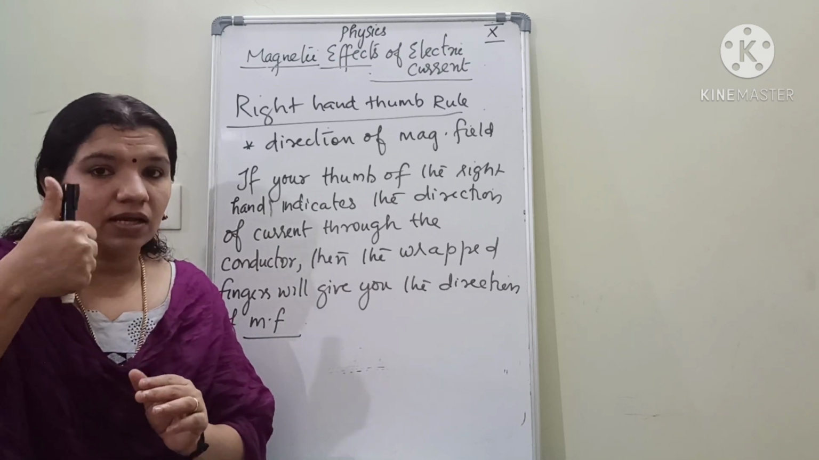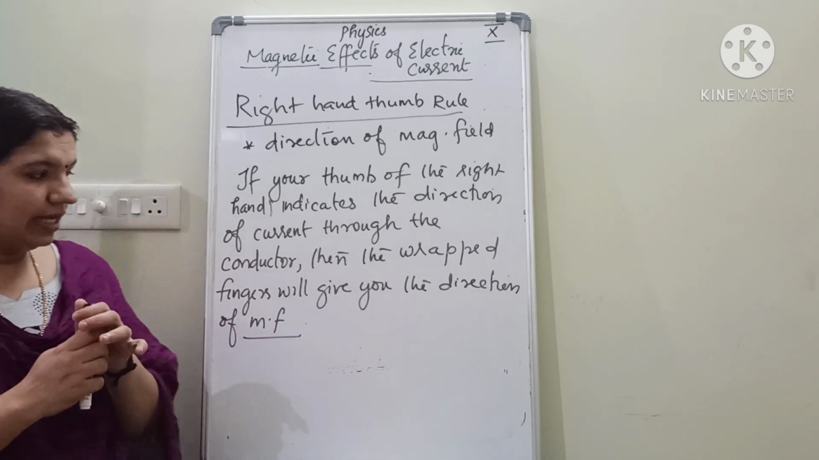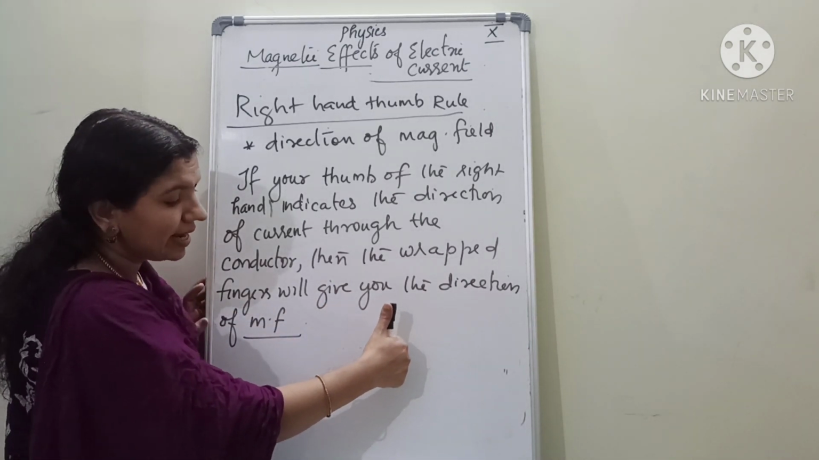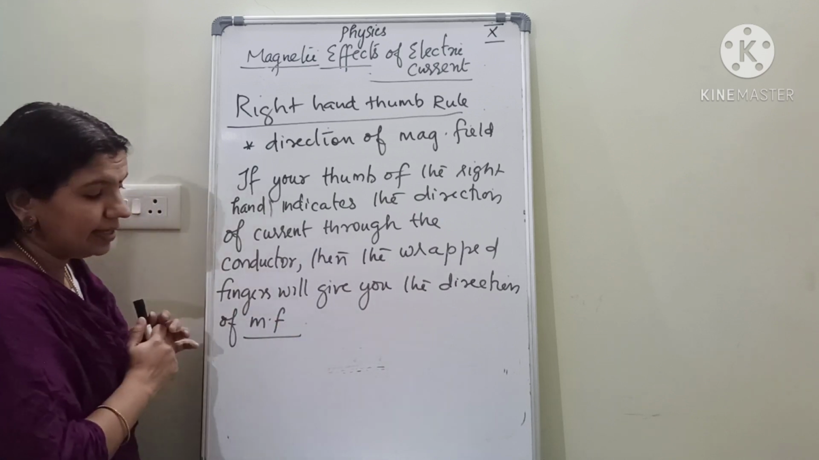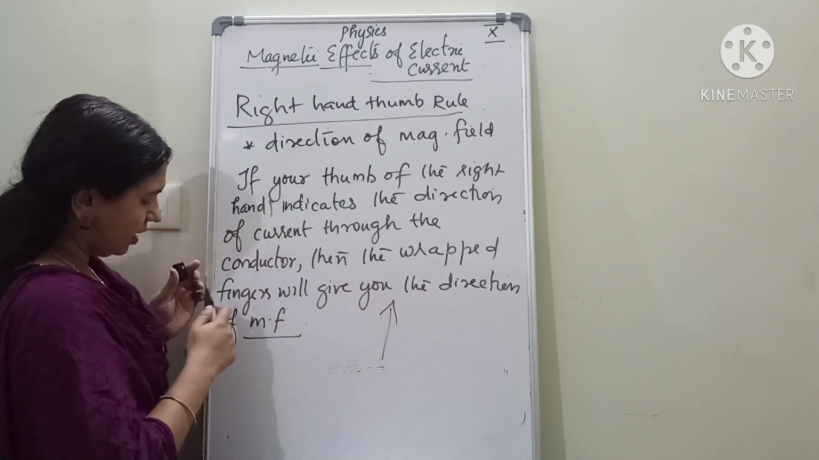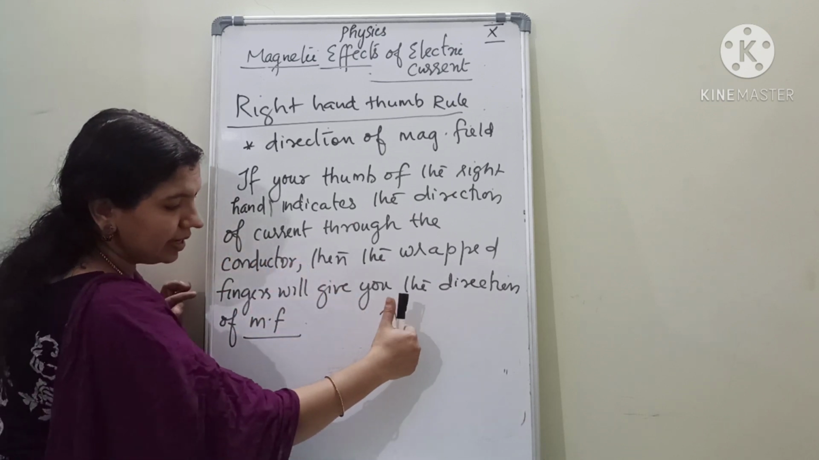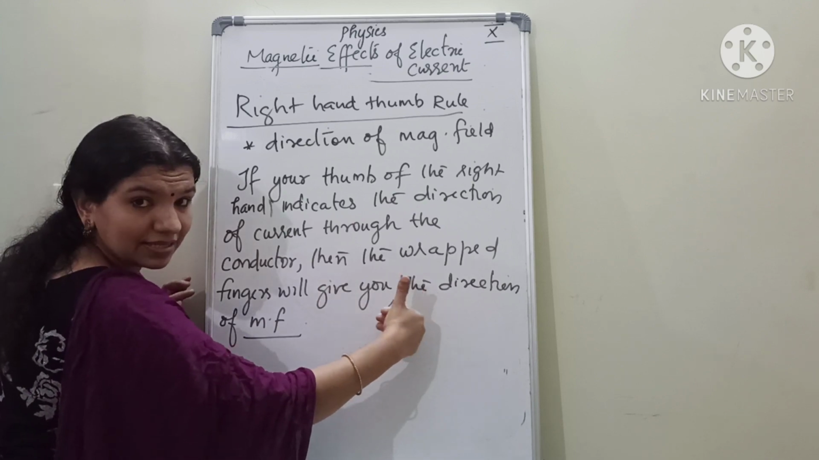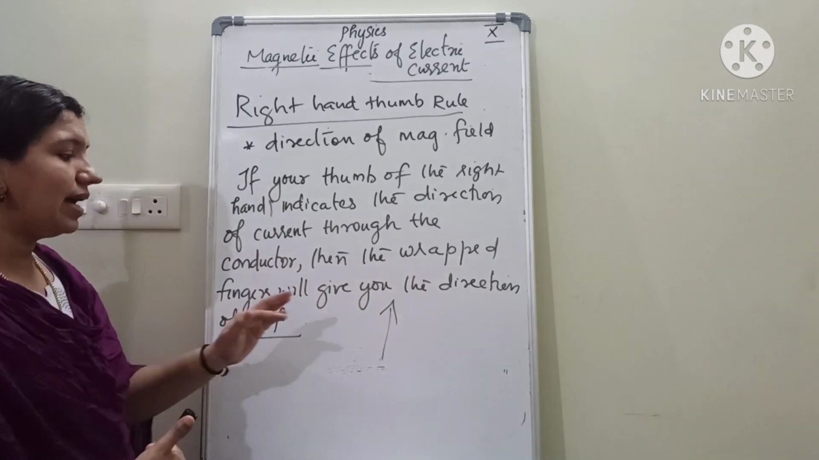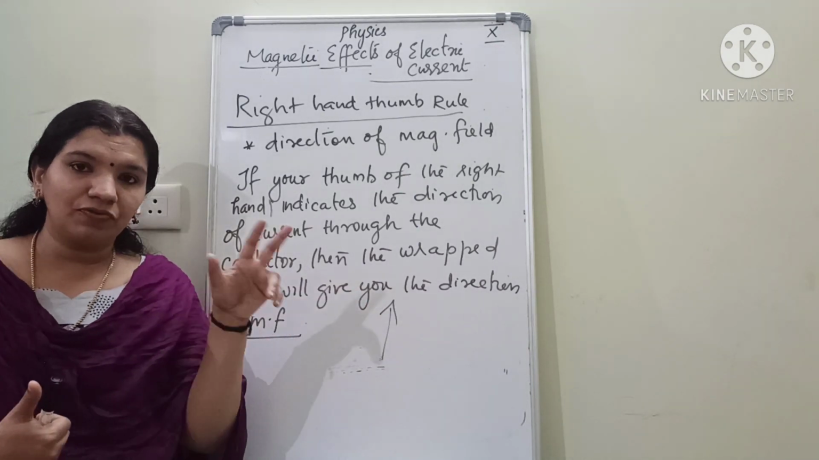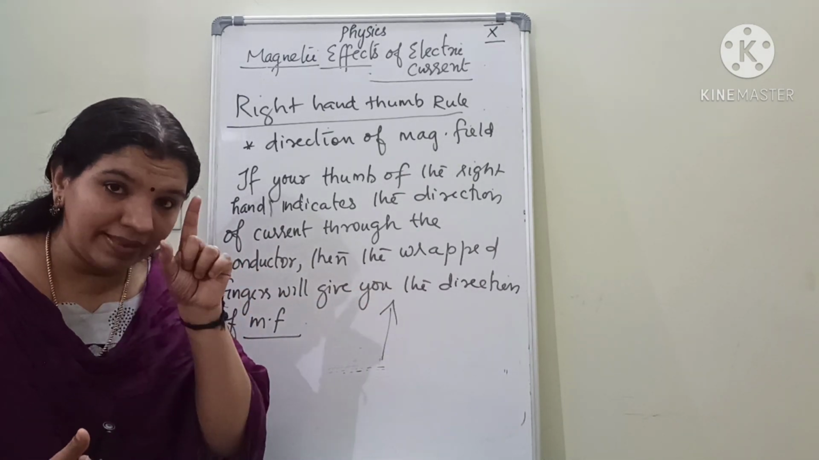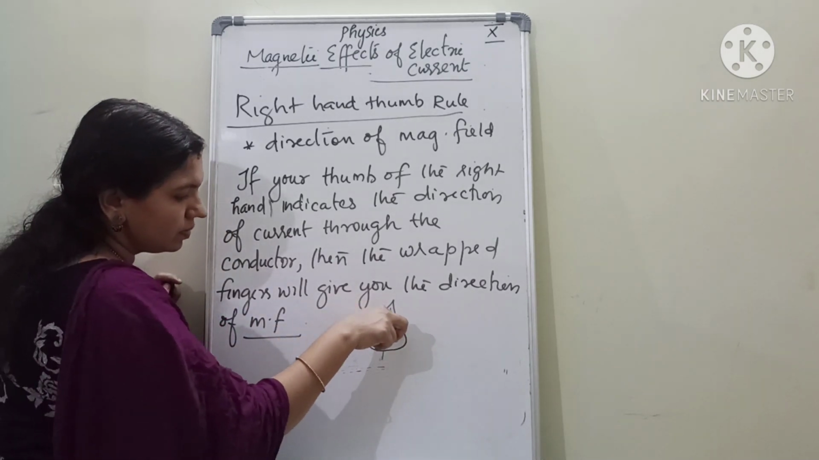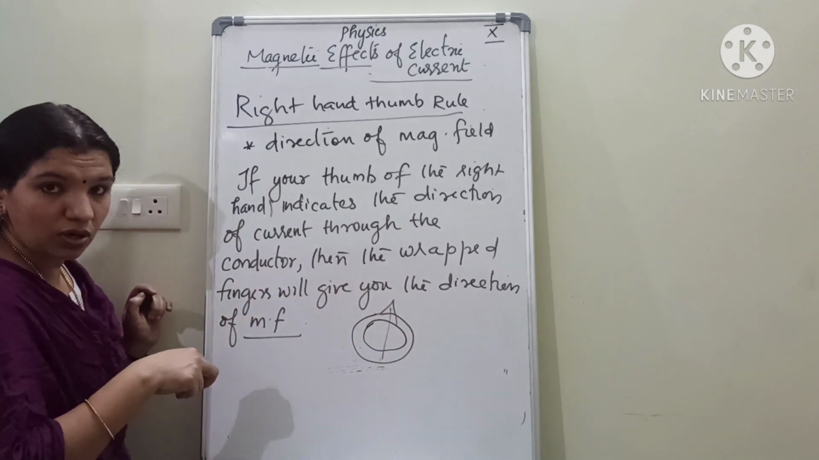If the thumb points in the direction of current, then the wrapped fingers will give you the direction of magnetic field. If the thumb is like this, this is the direction of current, upward. So what about the magnetic field lines here? The magnetic field lines are going like this. For a straight conductor, the magnetic field lines are always concentric circles, but there you have to mention the direction also.